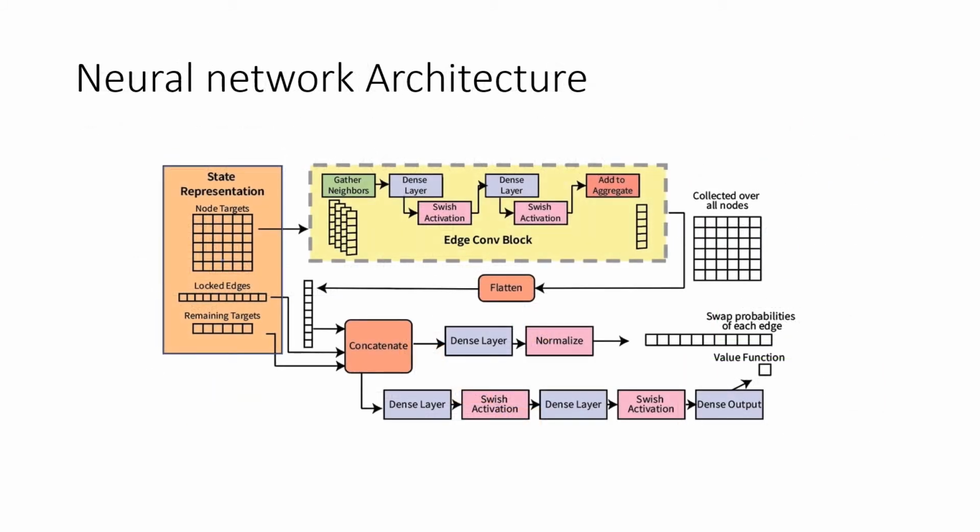We have a graph neural network to evaluate the value function, or how good a given state is. We take our state representation and put it through an EdgeConv block, followed by a few concatenations and other dense layers. We use swish activations in our network since they perform better and computational costs are not a primary bottleneck in our model.